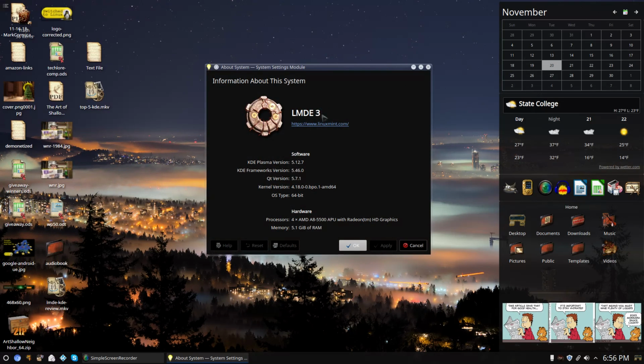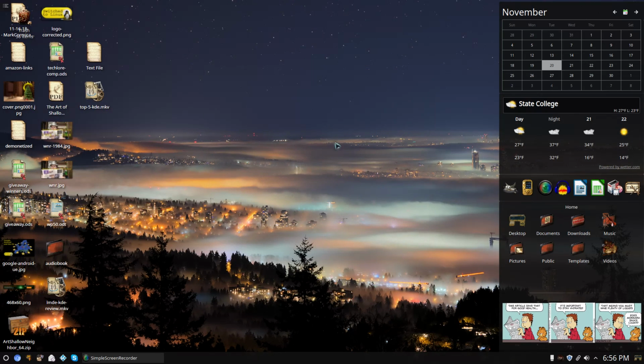So if you want to have a look at what the system looks like now, we are running Linux Mint Debian Edition 3, codenamed Cindy. We are running Plasma version 5.12.7, KDE Frameworks 5.46, Qt version 5.7. The kernel is 4.18, and we are on an AMD A8-5500 and 5 gigs of RAM. Technically 6, but a gig has been stolen by the internal graphics. I really love this setup.